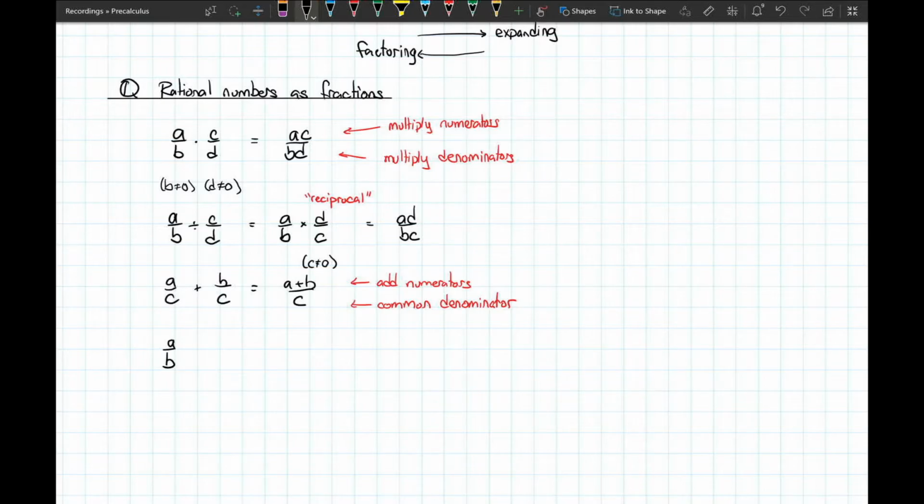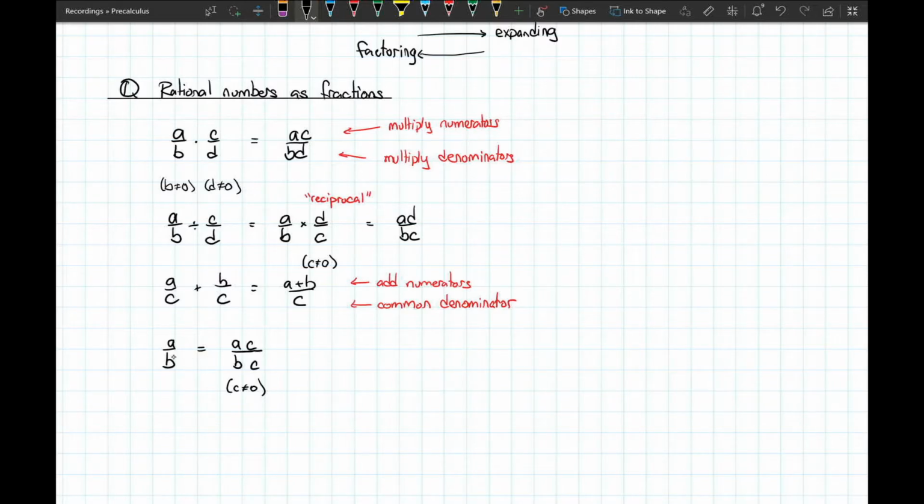Okay, a over b is just a single fraction. If you wanted to get an equivalent fraction, then what you can do is you can take a and c and multiply top and bottom by some sort of factor, as long as that factor is not 0. Because then you'd end up with 0 over 0, which is undefined. But you can take 3/4, and if you multiply top and bottom by 2, you'd get an equivalent fraction. 3/4 is the same thing as 6/8.